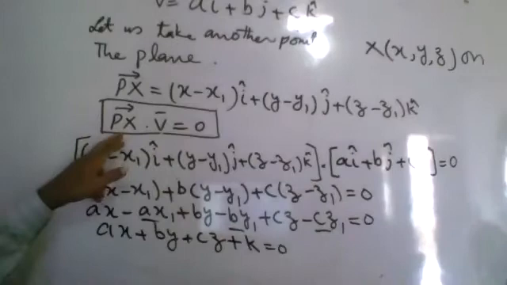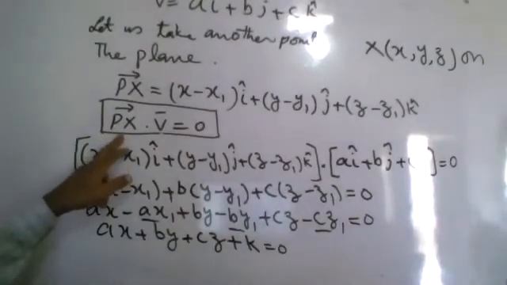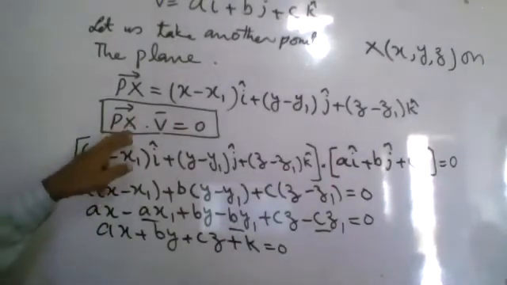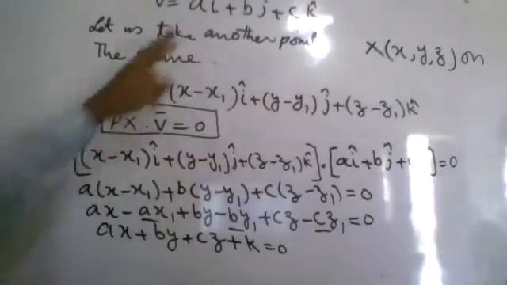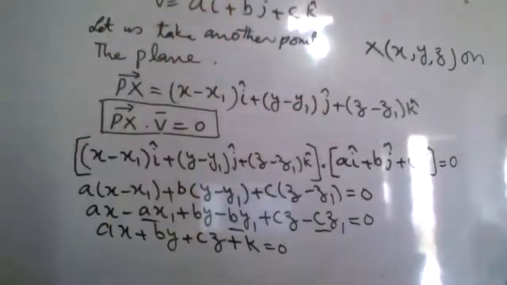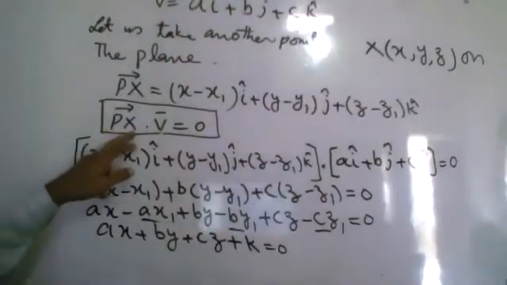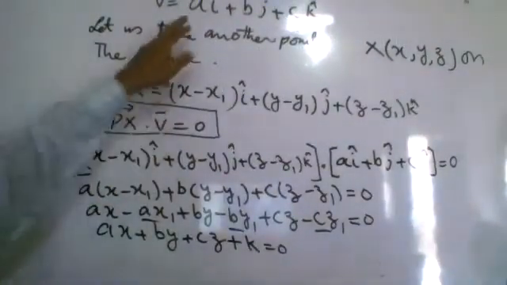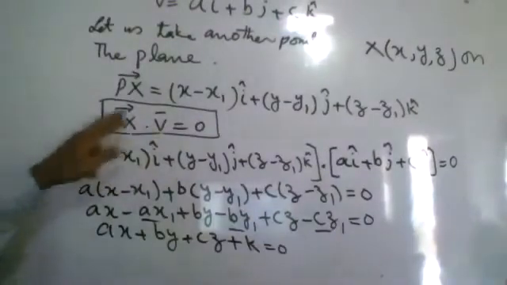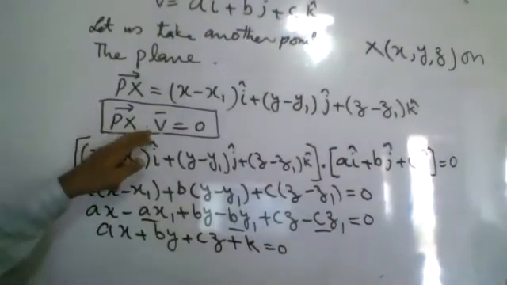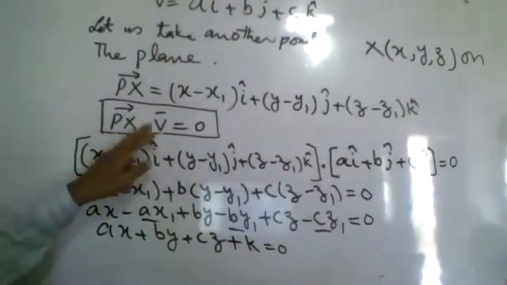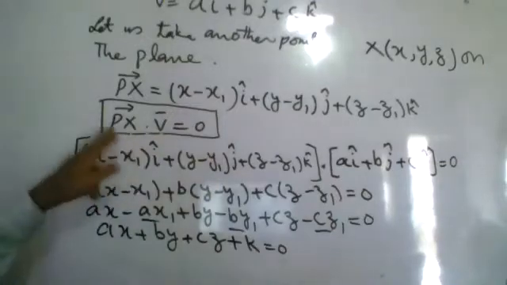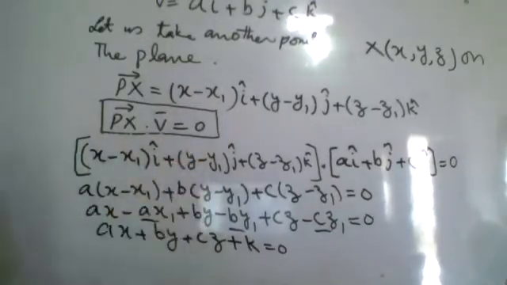We will use this formula. First we will find PX. X will be x, y, z. P will be the given point. And V will be the vector. So first we find PX, then we take the dot product of both vectors and equate it to 0. This is the equation. We must use this equation to find the equation of the plane.